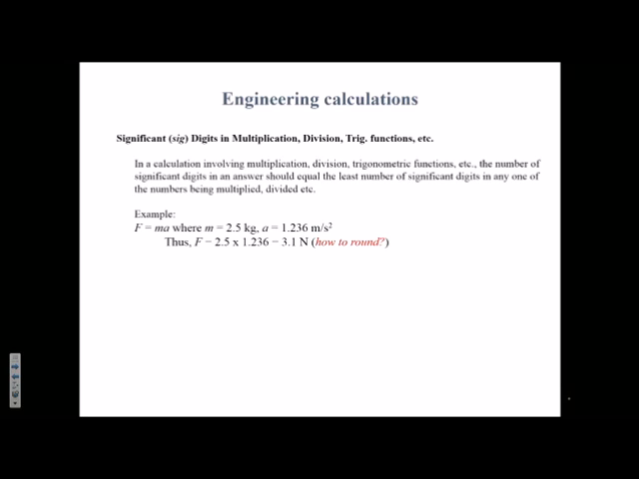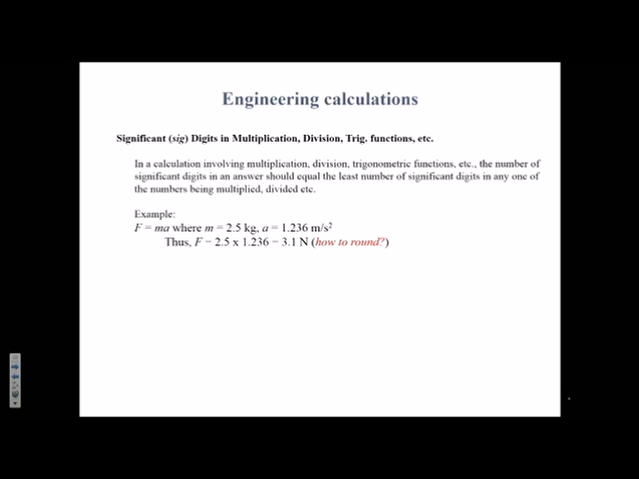Okay? So the final answer should have the same number of sig digits as the input quantity that has the least number of sig digits. So if you have 5 input quantities that you're multiplying and dividing and taking sine and cosine of, then the one that has the least sig digits is the one that should be used for the final answer. Okay? So example, now this is the example that we looked at before.